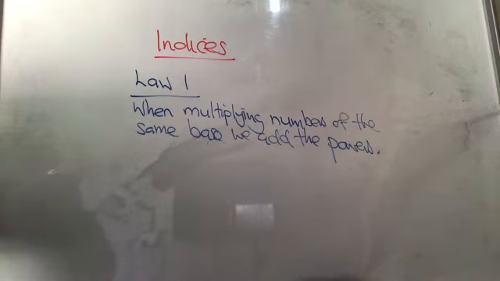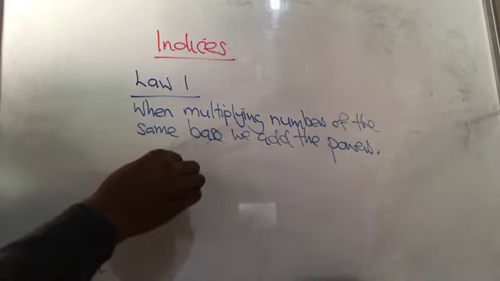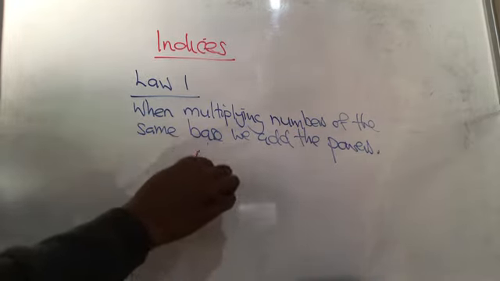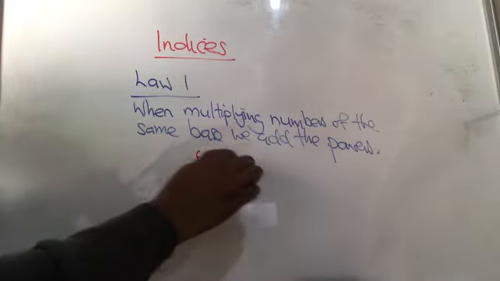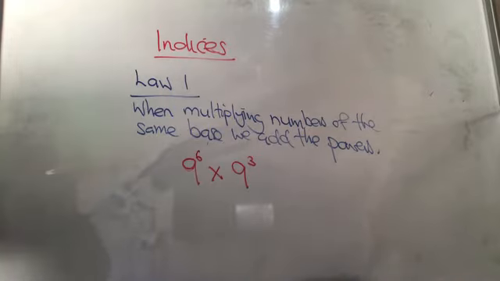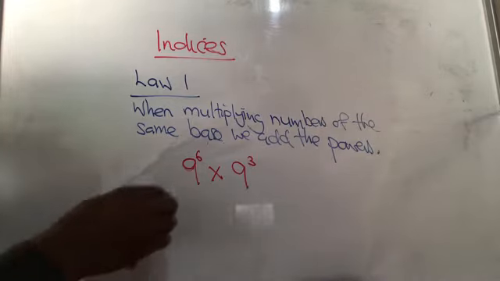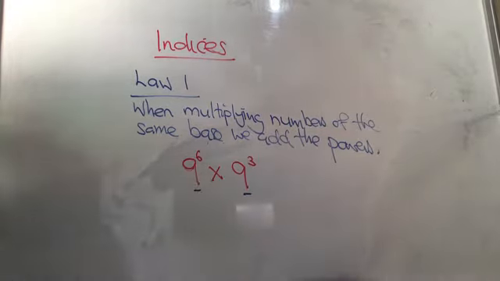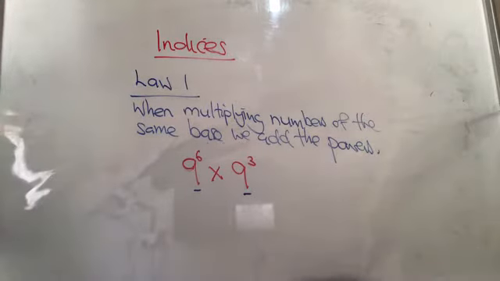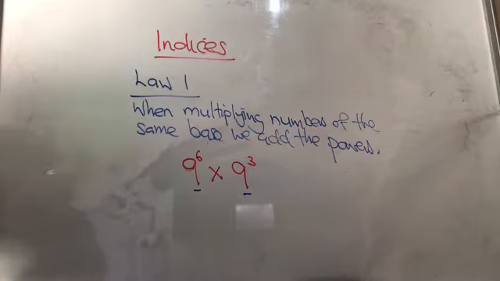So, which means if I have a number like, suppose I have 9 to the power of 6 multiplied by 9 to the power of 3. The first thing I have to see here is the base. For me to apply law number 1, I have to pay respect to the base. Remember, the base is the bigger number and the power is the smaller number at the far right corner of the number.